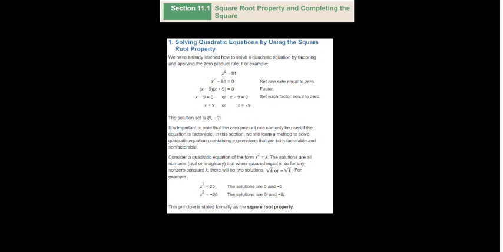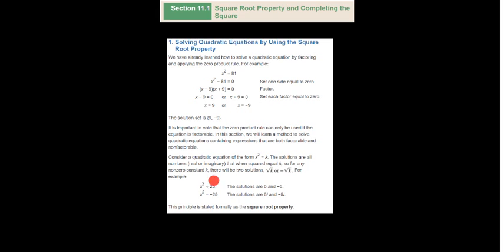Easy stuff. It is important to note that the zero product rule can only be used if the equation is factorable. In this section, we will learn a method to solve quadratic equations containing expressions that are both factorable and non-factorable. Consider a quadratic equation of the form x squared is equal to k. The solutions are all numbers, real or imaginary, that when squared equal k. For any non-zero constant k, there will be two solutions: the positive square root of k and the negative square root of k.